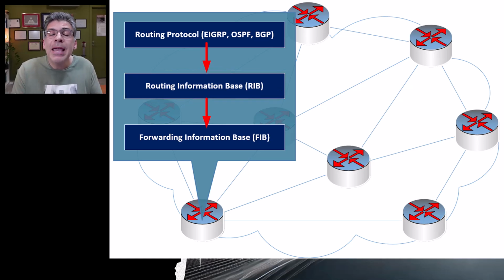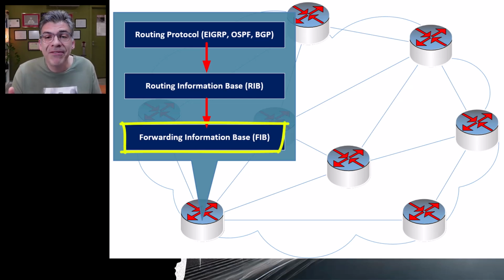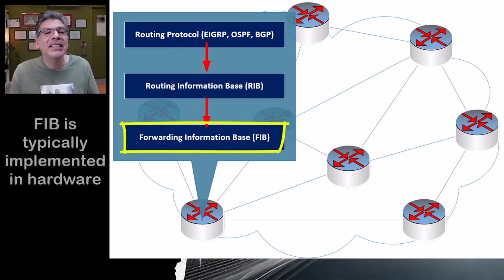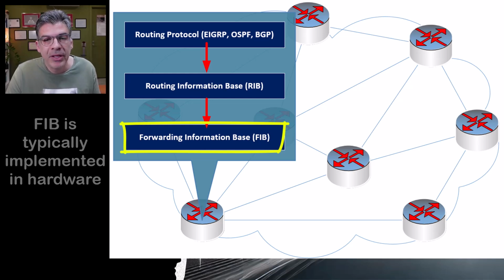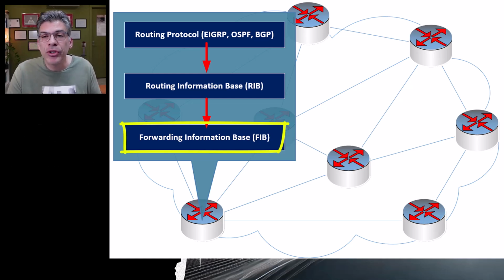Now, from the routing table, another construct is populated, which is called the forwarding information base, or the FIB. It's essentially a subset of the router's RIB that is typically implemented in hardware for efficient forwarding and contains only the best routes selected for packet forwarding. Now, when packets arrive at this router here, it's the FIB that's used to determine the next hop to send the packet along its way.